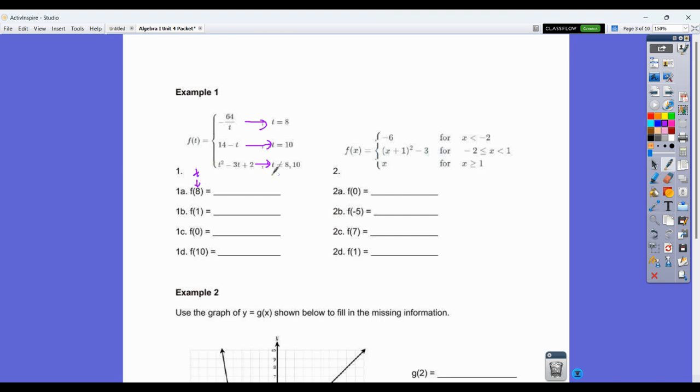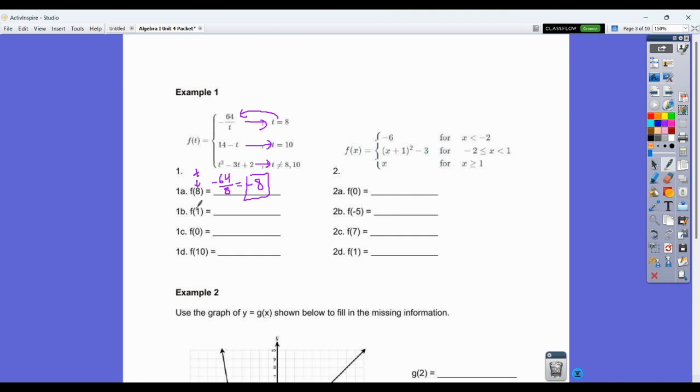So if 8, which is my t value, look at where t is here. This is my t value of 8. I have to go find which condition I'm looking at. So when t is equal to 8, I'm using this function here. So I'm going to do negative 64 divided by t. In this case, my t is 8, which is negative 64 divided by 8, which is negative 8. So my f of 8 is equal to negative 8 there. You do your next one.